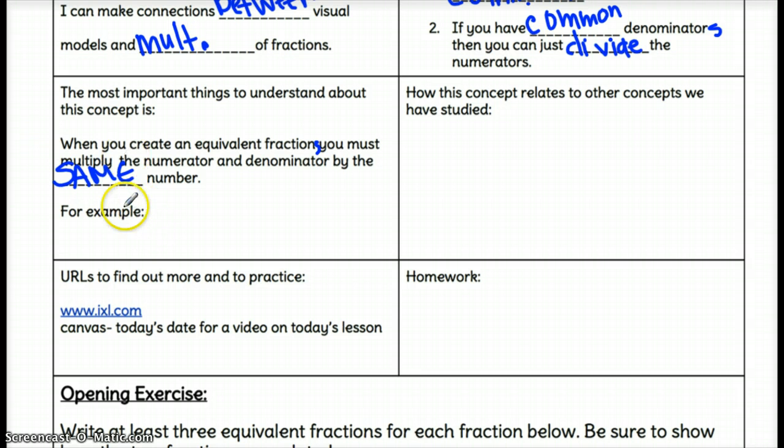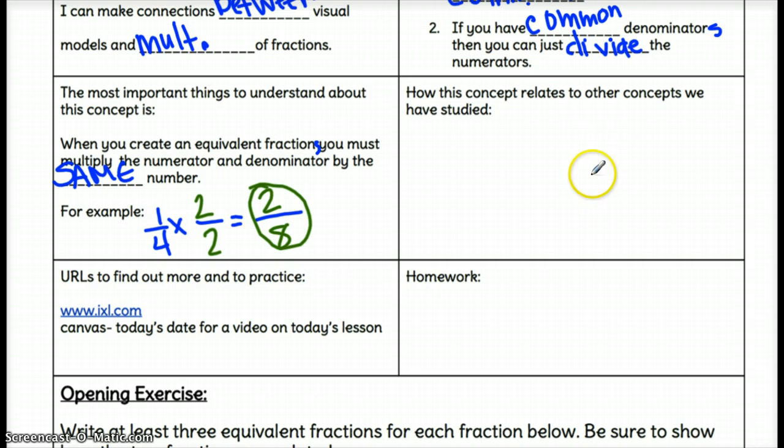So if we take a fraction of 2/3, actually I'm not going to use that one. Let's do 1/4, and you multiply it by the same number for the numerator and the denominator, you are creating an equivalent fraction. We could multiply by any number as long as this number is the same as that number. You could do whatever number you want. Let's just do 2 because that's easy for now. 1 times 2 is 2. 4 times 2 is 8. So this fraction is equivalent to 1/4.